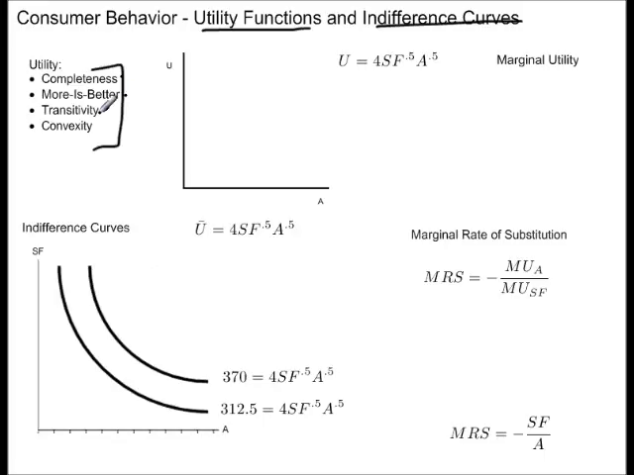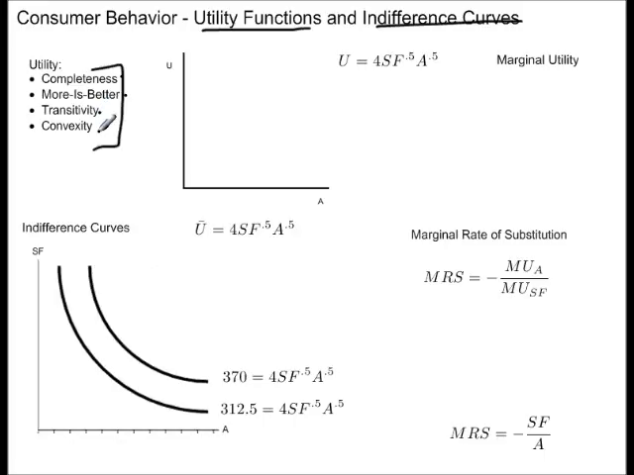Transitivity is a minor assumption, but it basically means if you prefer A to B and B to C, then it must also be that you prefer A to C. That is, if we're thinking about apples, bananas, and cherries, if you prefer apples over bananas, and you also prefer bananas over cherries, then it must also hold that you prefer apples over cherries.